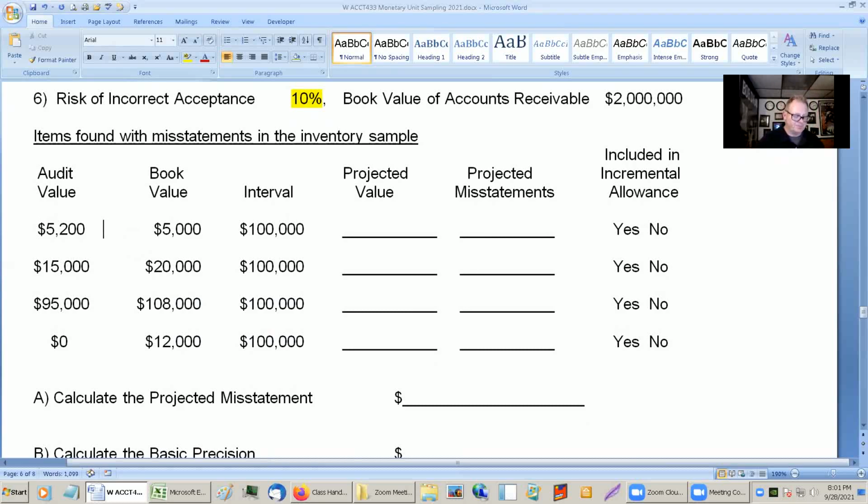Yes, that's exactly it. This is an understatement. It's not supposed to be counted, so this would be 0. I mean, it is misstated, so it is kind of hard for us as auditors. You say, well, wait a minute, this is wrong. But at the same time, we don't need it. Number 15 looks fairly straightforward. Nothing crazy there. This is an overstatement. It's not bigger than the interval.